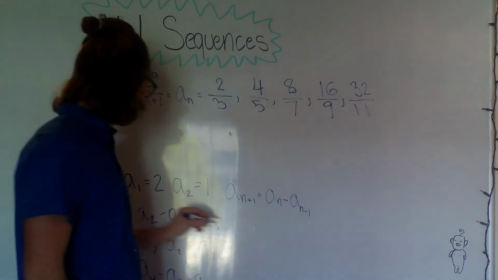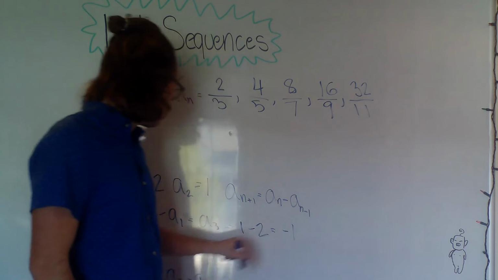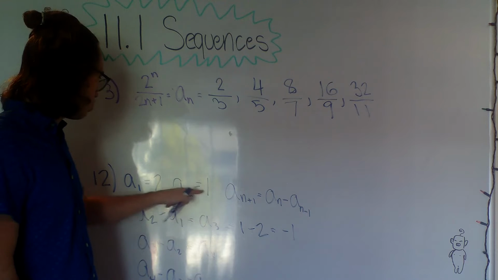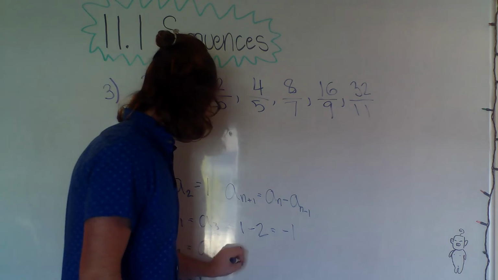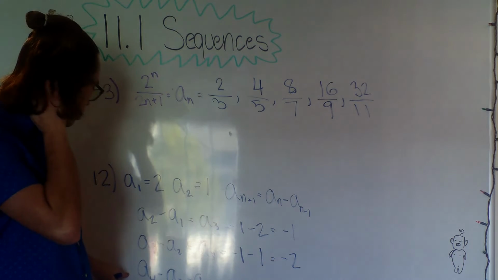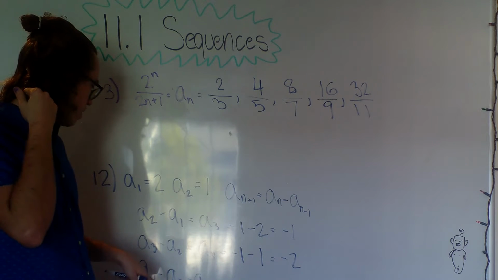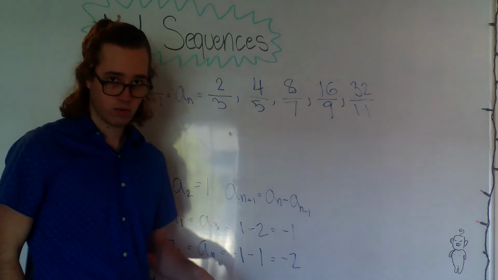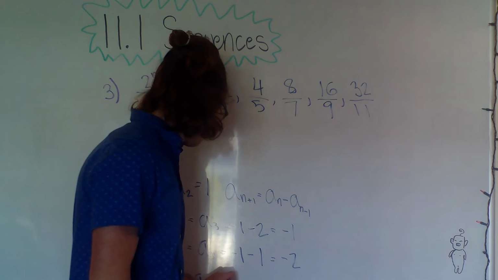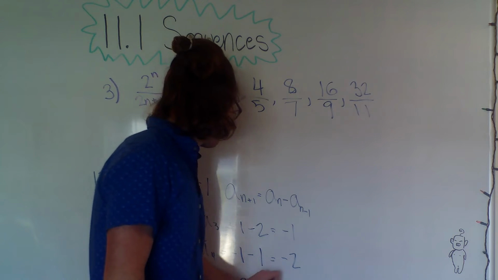Well, that's 1 minus 2, which equals -1. And then we have a_4, which is a_2 minus a_3, which is 1 minus -1, which equals 2... and then we have a_5, well, that's -2 minus plus 1, which equals -1.